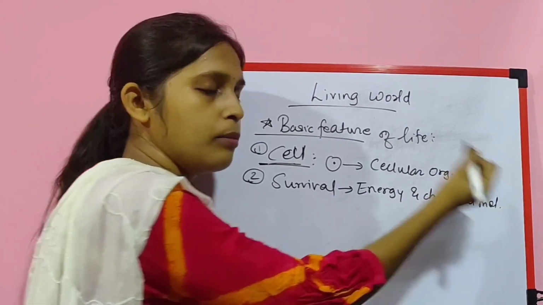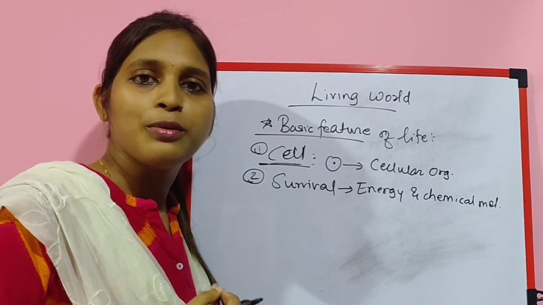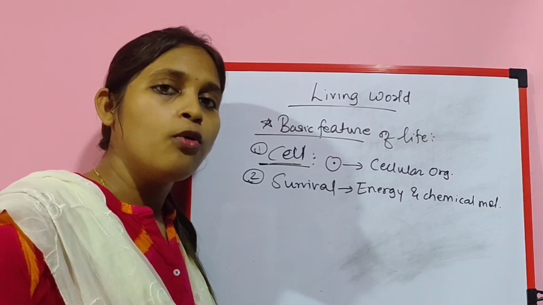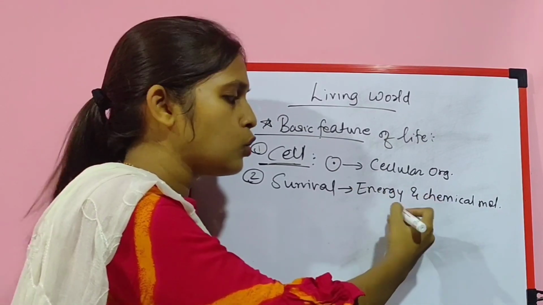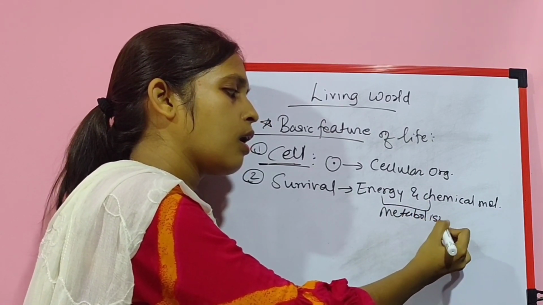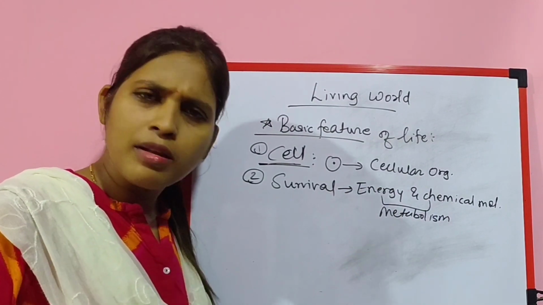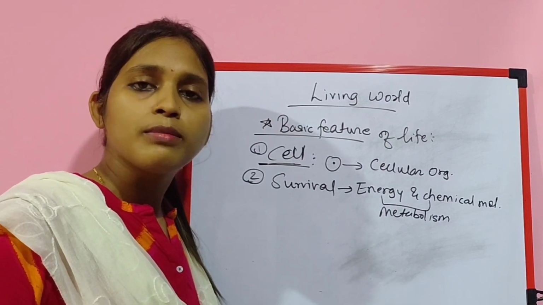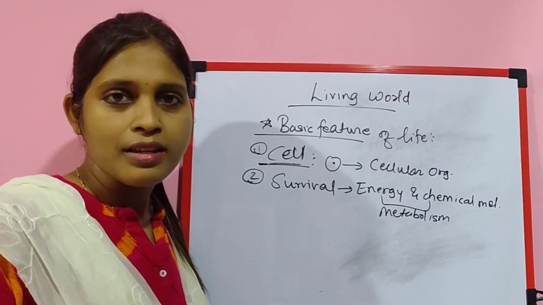chemical molecules. Yes, obviously if you want to survive, you can't stay without food, right? You can't stay without water. Correct. So for survival, we need energy and chemical molecules. In short, here basically we are talking about metabolism. Now what is metabolism? It is all the chemical reactions happening inside a living organism. Those metabolisms can be your breathing, respiration, digestion, etc.